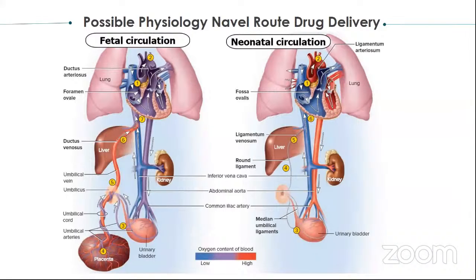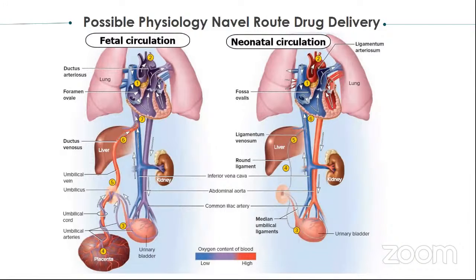So maybe the possible physiology could be that the nutmeg extract we are using for treating flatulence is such that the active compounds of the nutmeg are being absorbed from the umbilical vein, which is stimulating the blood circulation and which increases the digestion of the child, and which further leads to the relieving of flatulence in the babies.